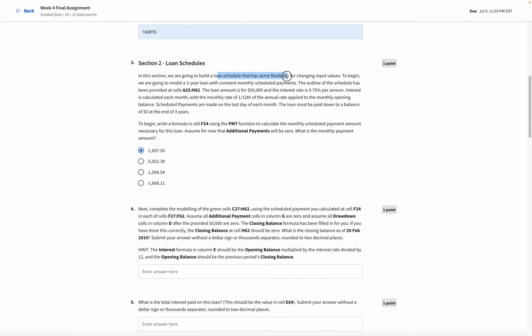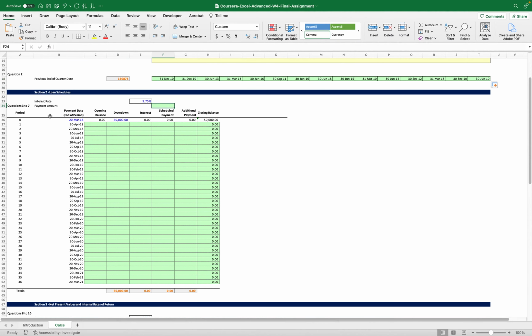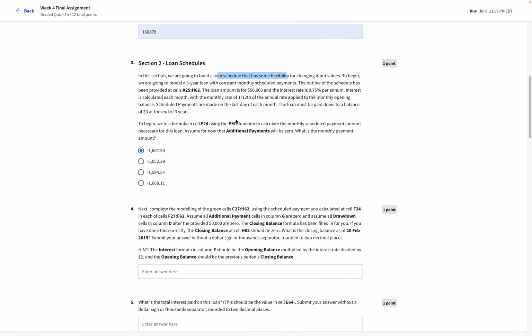Now we're going to look at a loan schedule. And they want us to calculate the payment amounts. They give us some information here. They're telling us the loan amount is $50,000, the interest rate is 9.75%, and then we have to divide that by 12 because it's a monthly rate that we need, and they're telling us to use the payment function and assume that any additional payments are zero.